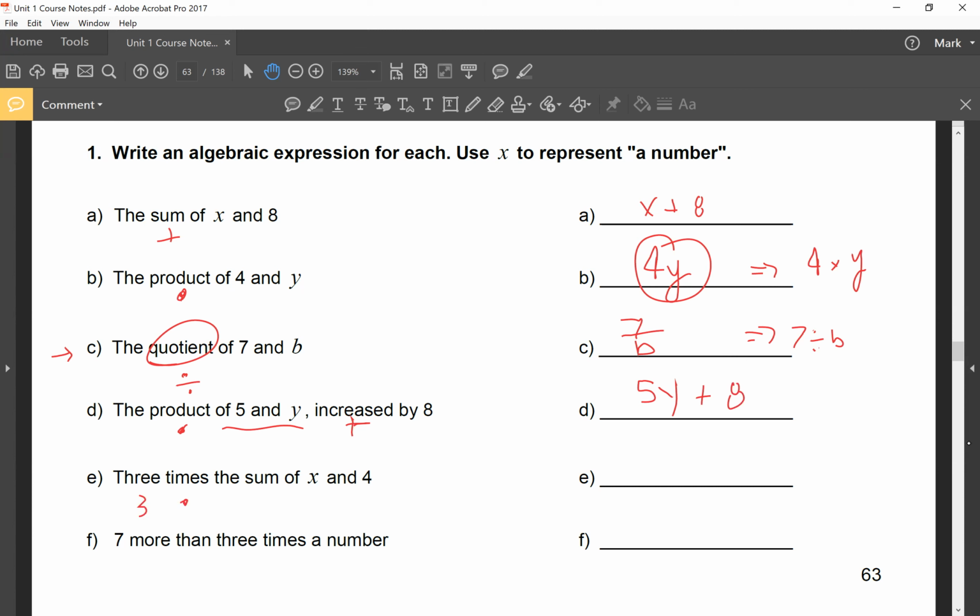3 times the sum of x and 4. So I'm going to say 3 bracket x plus 4. And you have to use the brackets here. If you didn't use the brackets, you would not get a mark for this. This is wrong. So 7 more than 3 times a number is 3x plus 7. You could say 7 plus 3x as well, but we tend to put x's first. So I would write that as 3x plus 7.